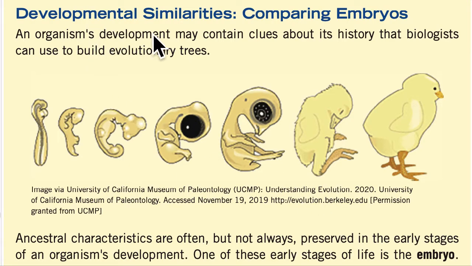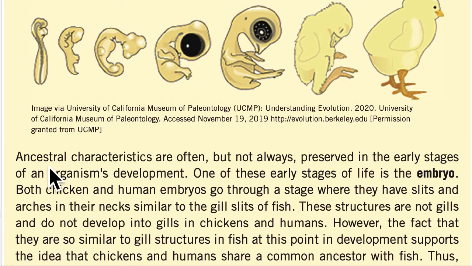Developmental similarities. Comparing embryos. An organism's development may contain clues about its history that biologists can use to build evolutionary trees. Ancestral characteristics are often, but not always, preserved in the early stages of an organism's development. One of these early stages of life is the embryo.